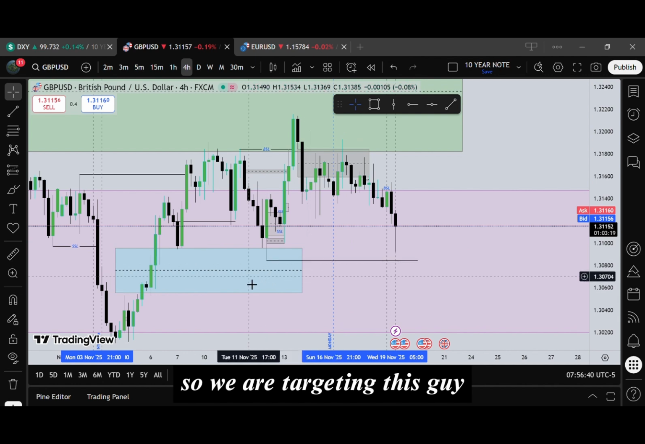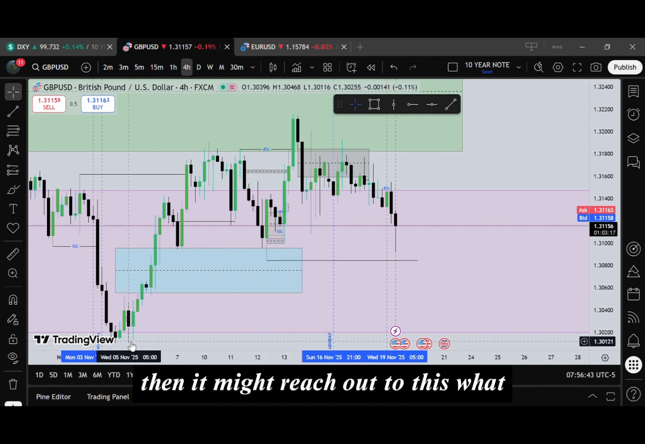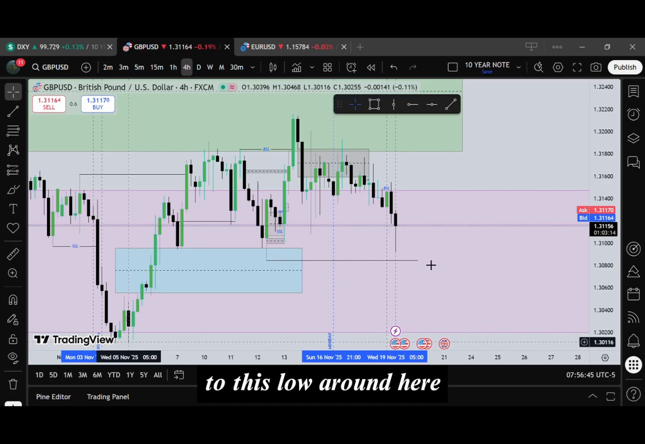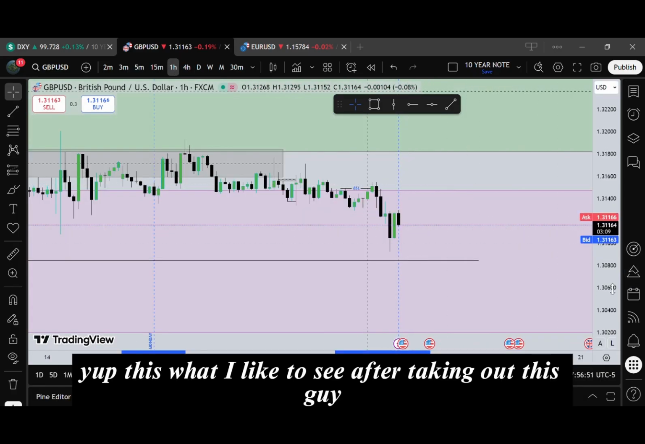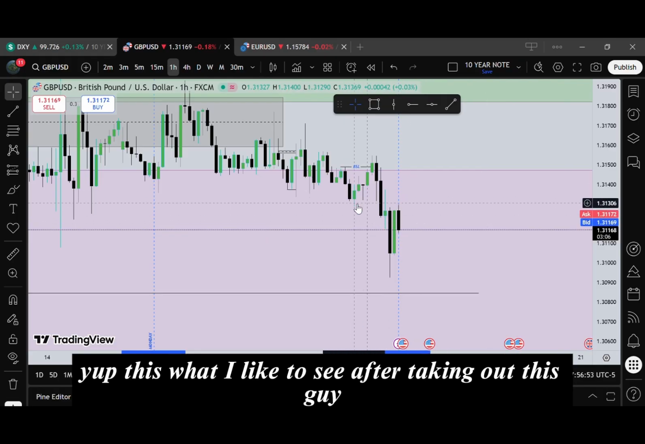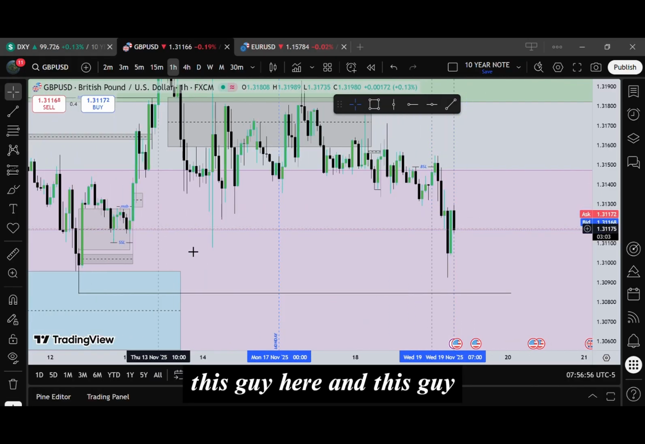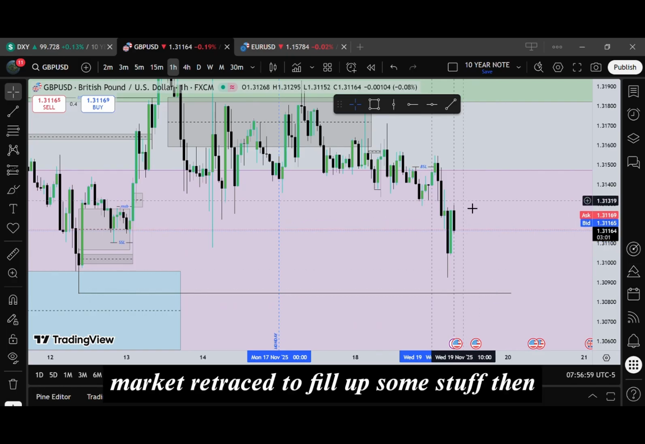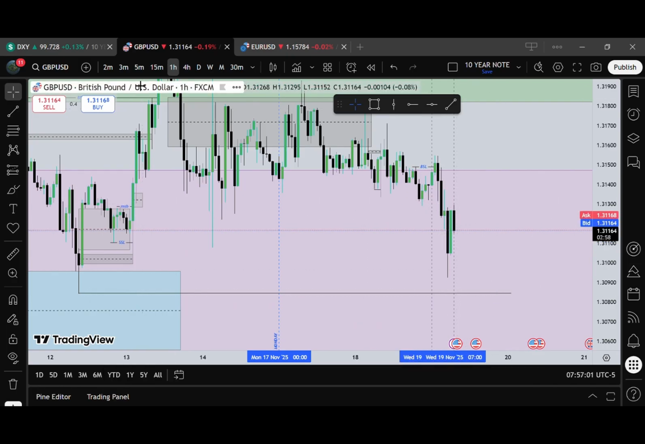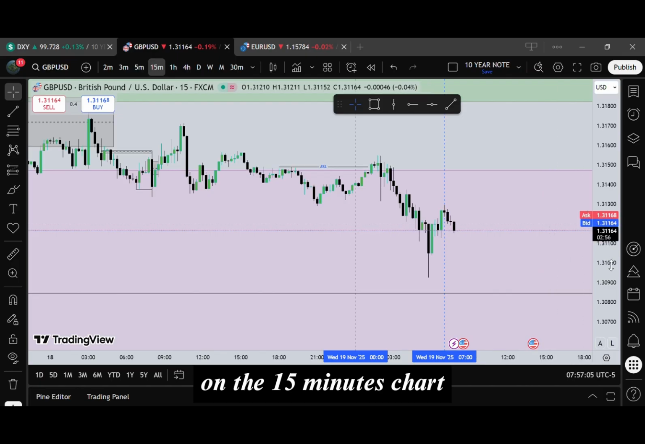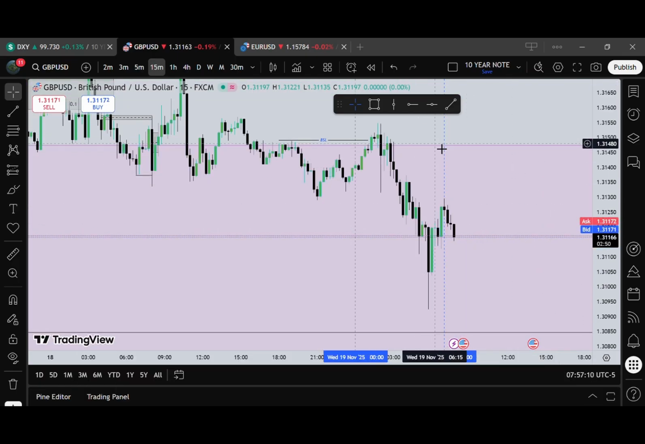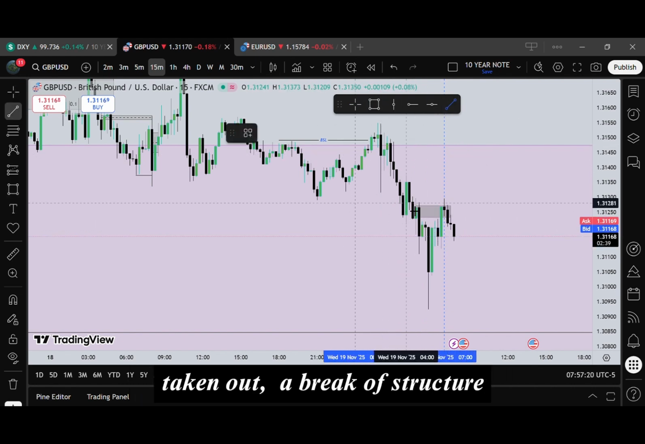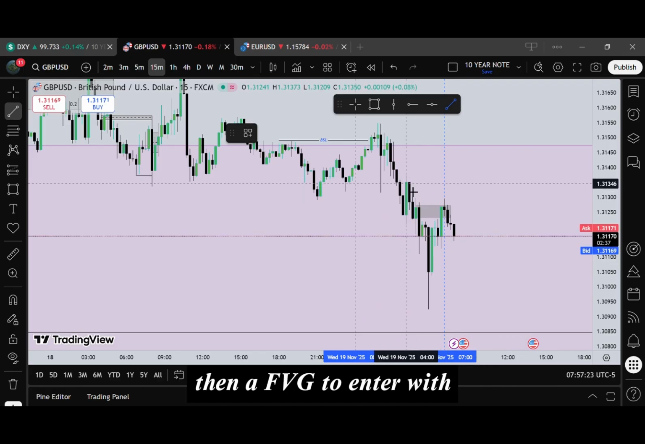So we are targeting this guy, fill up this fair value gap, then it might reach out to this low around here. But currently, let's see if you can see a sell setup. Yep, this is what I like to see. After taking out this guy here, and this guy, market retrace to fill up some stuff. Then on the 15-minute chart, you can see there's no fair value gap actually, but we have a bearish order block which is this guy. In the morning, that side has been taken out. A break of structure, then a fair value gap to enter with.